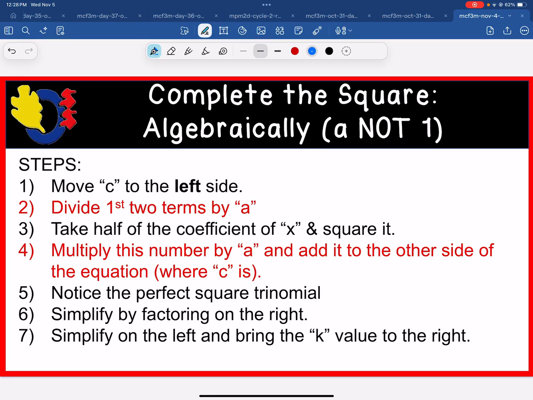Hi everyone, today we are going to be looking at an algebraic strategy for completing the square when a is not 1. So all of the same rules apply, except there's a couple extra ones.